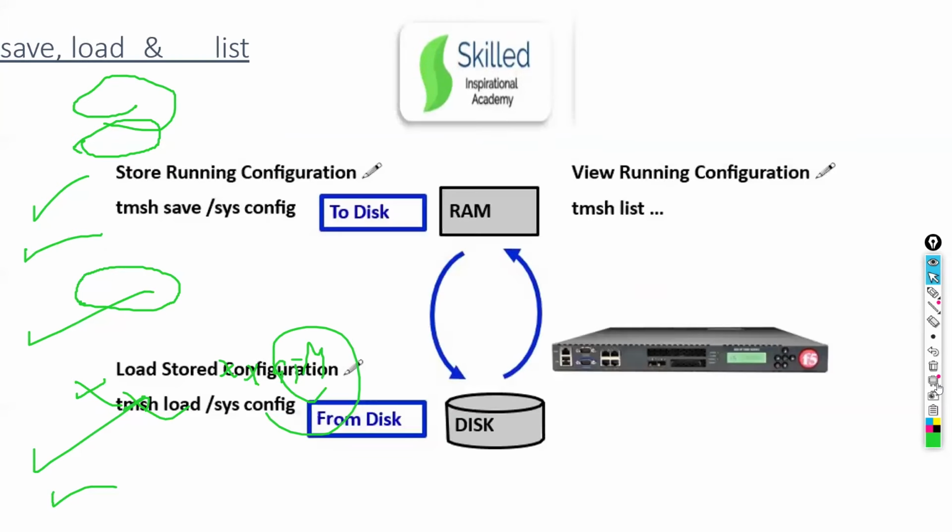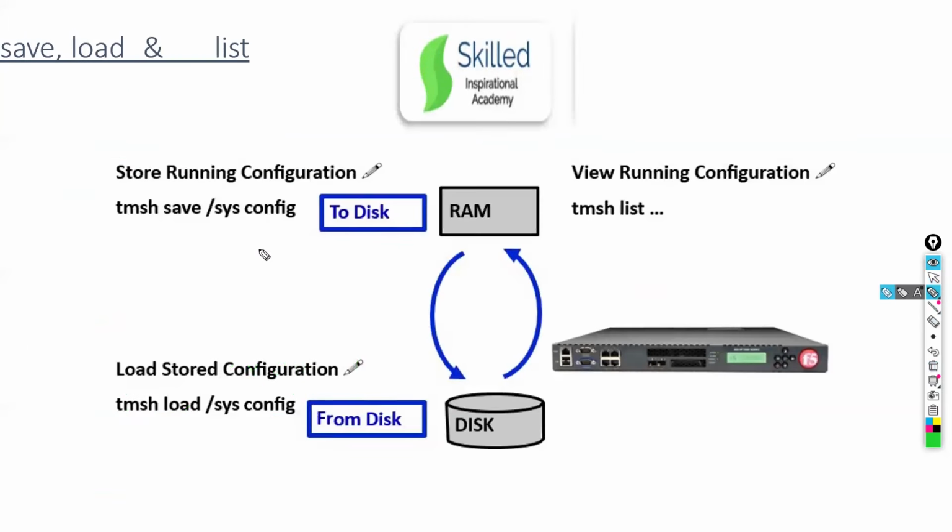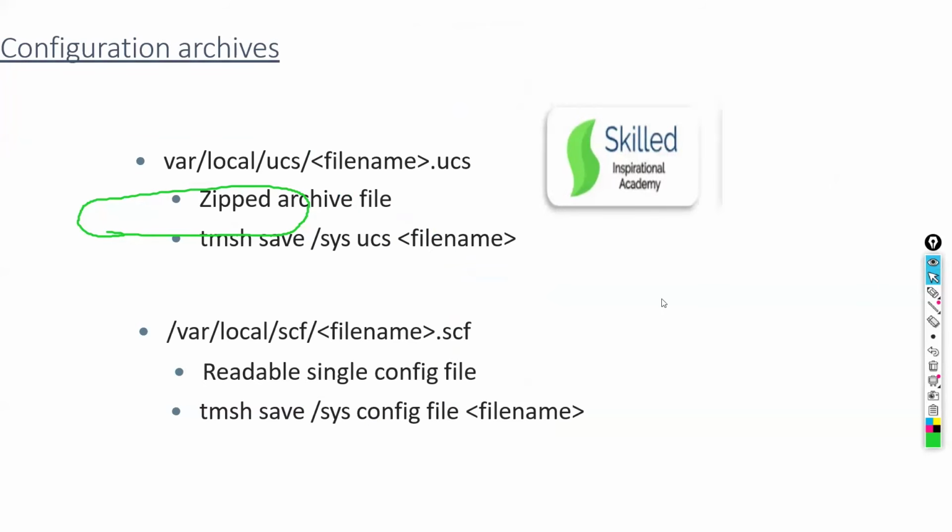Guys, before that I wanted to show you this. When you run this save sys config, it means you are storing permanently. Okay, so this is how you can see the running config. And this is where your UCS file is.